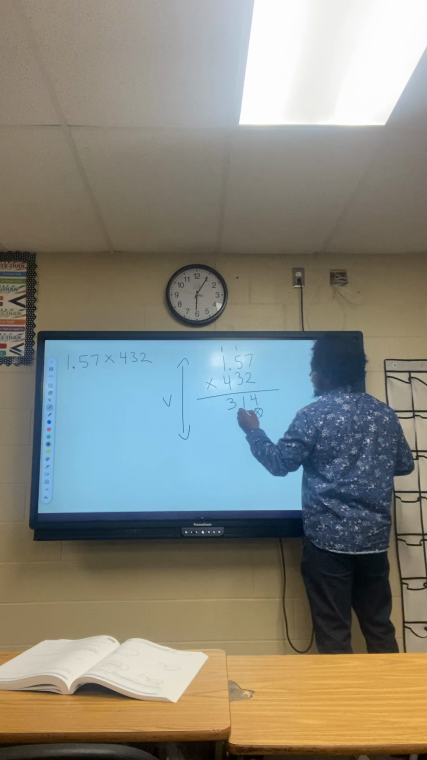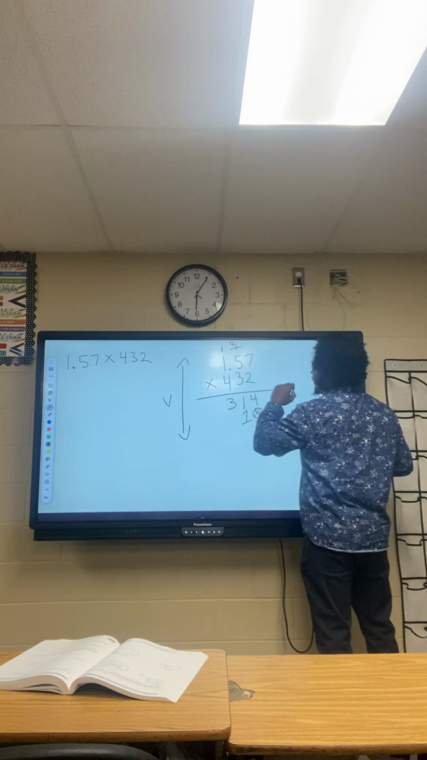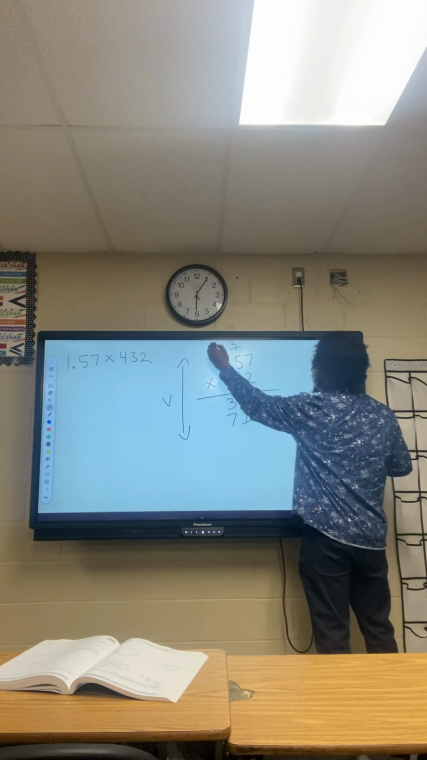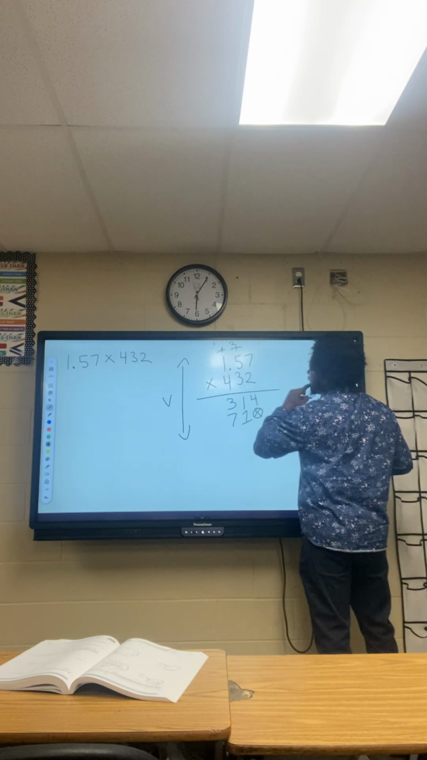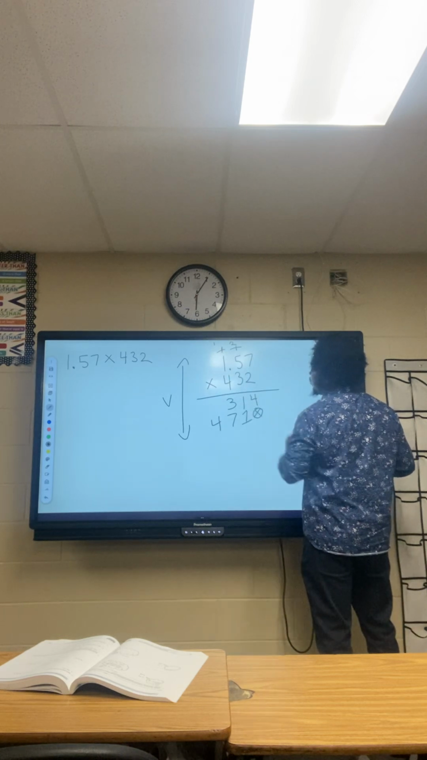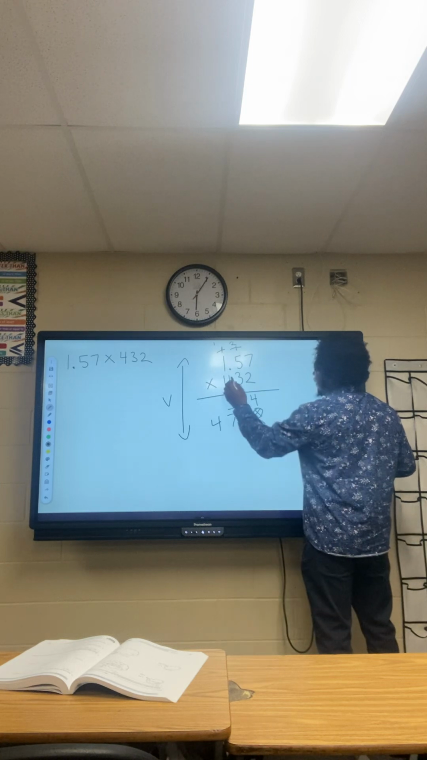3 times 7 is 21. 3 times 5 is 15, plus the 2 is 17. We're going to carry our 1. 3 times 1 is 3, plus 1 is 4. Now, before we move over to the 4, we need 2 zero spaces. And now we can move to the 4.